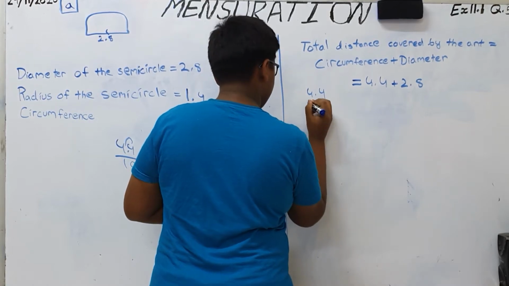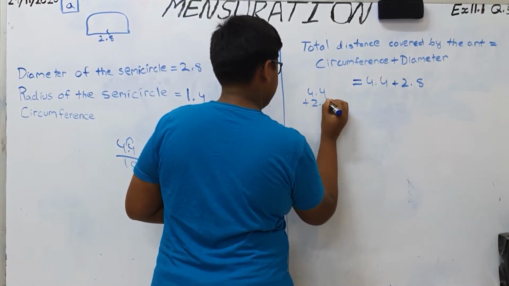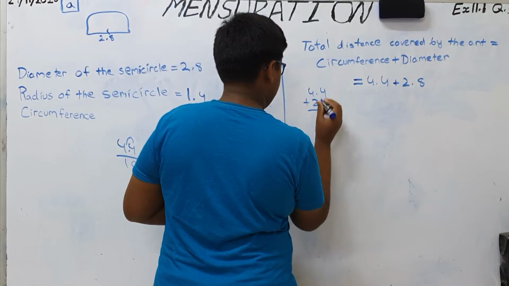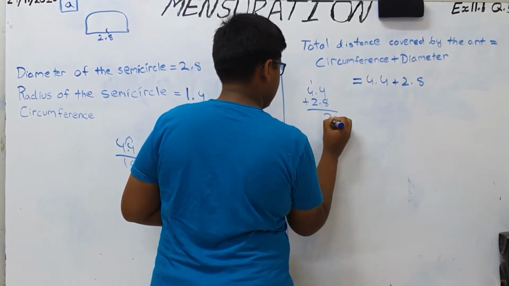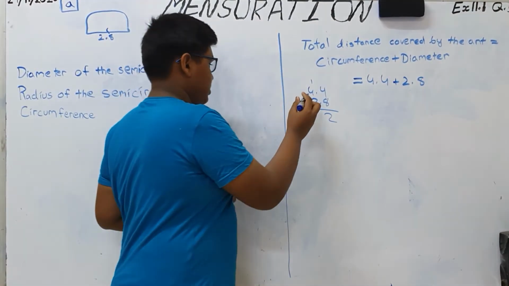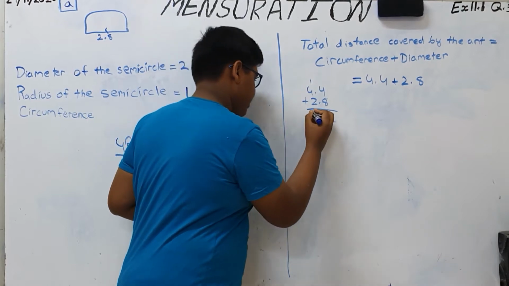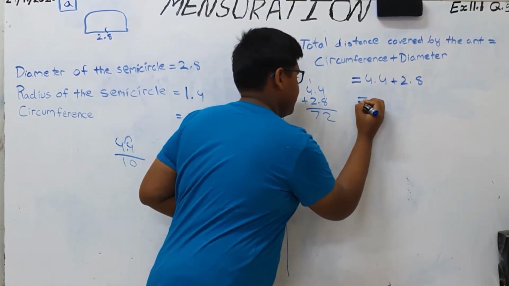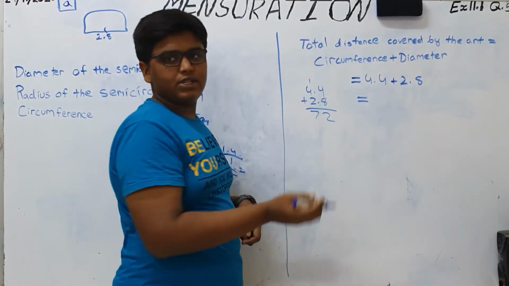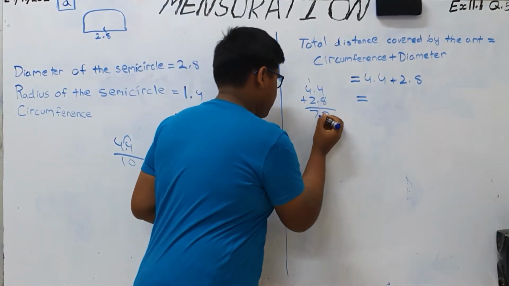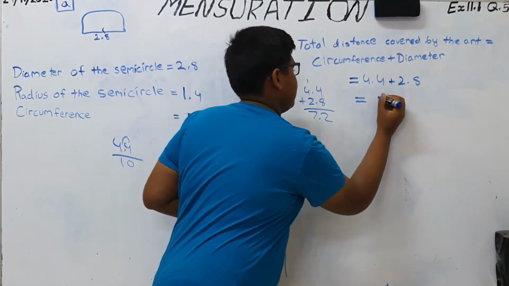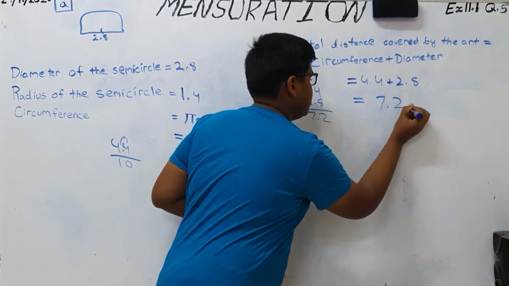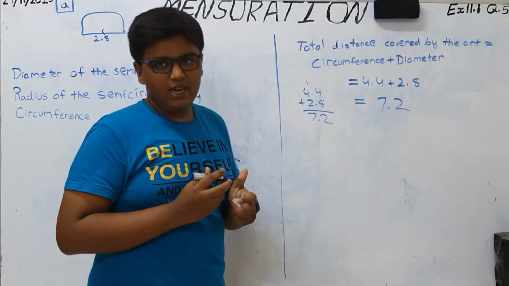4.4 plus 2.8. Now 4 plus 8 is 12. Then 2 plus 4 is 6, plus 1 is 7. So we'll get the answer as 72, but we have to convert it into the decimal. So the decimal point goes after one place: 7.2 is the total distance covered by the ant.